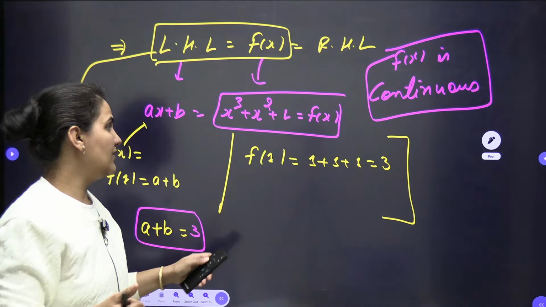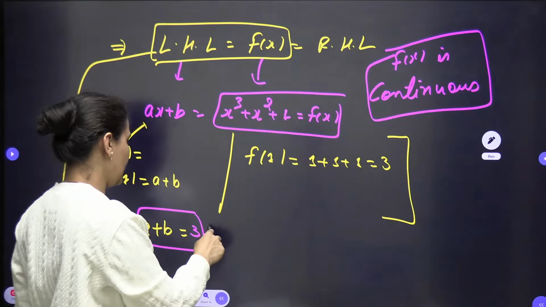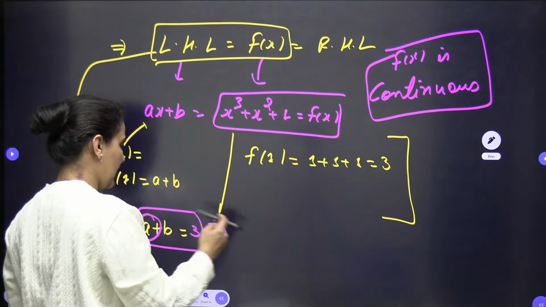My question is not asking the value of a. My question is asking the value of b. So we can put here the value of a, which is 5. So 5 plus b equals 3. You are getting b equals minus 2. Done.